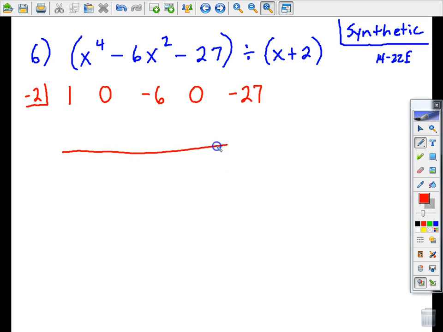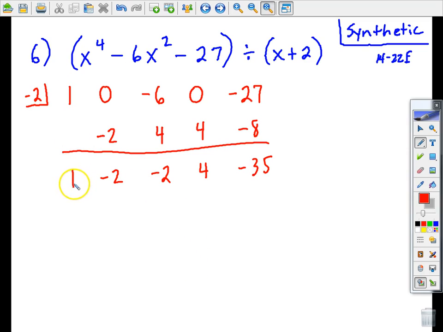Okay, now it's going to work out. Because I should have ended up with a cubic answer, and I noticed I had a quadratic answer, the answer should be 1 degree less. Okay, so let's bring down the 1, multiply, add, multiply, add, multiply, add, multiply, add. Okay, so you get the idea.